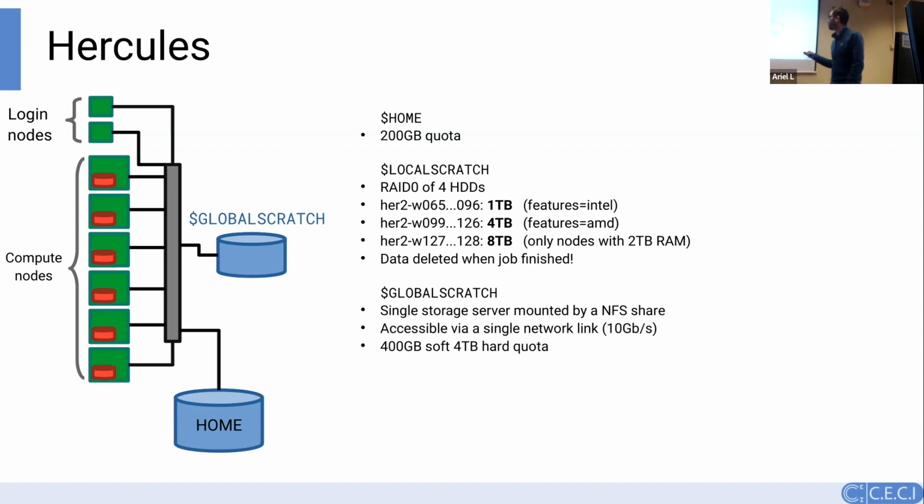And in the case of Hercules, it's more focused on running serial jobs or parallel but single node jobs. Here you have the local disks that are bigger than what we have in Lemaitre3 and NIC5.